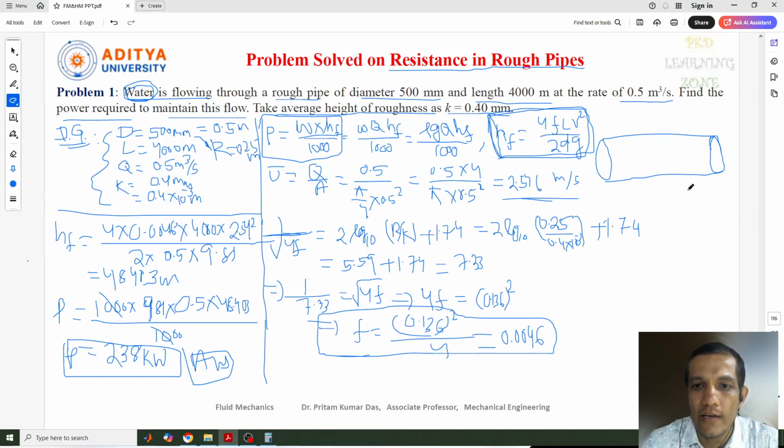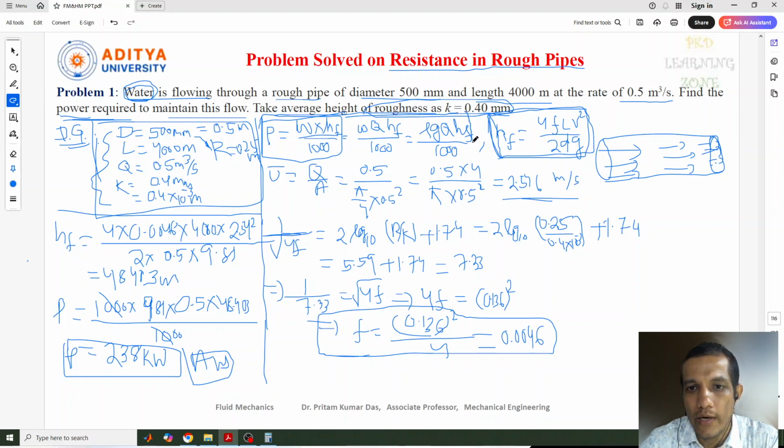This is the final answer. When the flow is there in the pipe, to maintain the same flow, this is how much power is required when the average height of roughness is there in the rough pipe. I hope you understand. Very simple: first identify the data given, then what needs to be calculated. If you know the formula, it is easy. Then one by one, calculate the data which is not given, and for the data which is given, just put the value in place of the parameters.